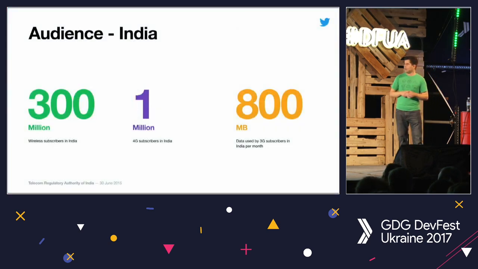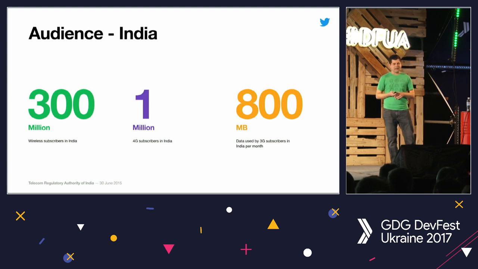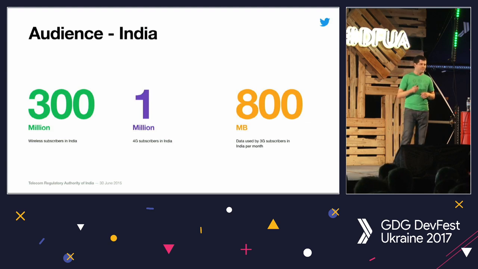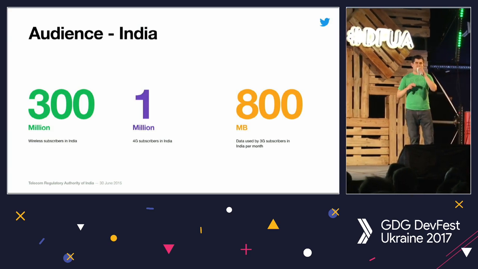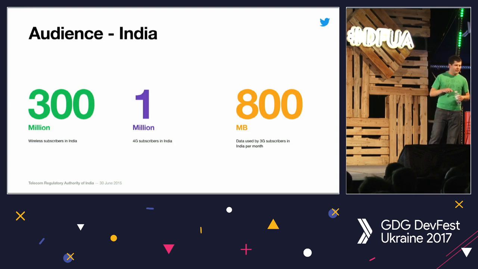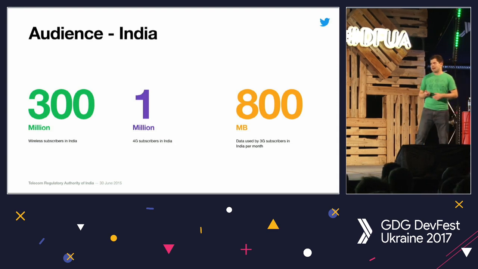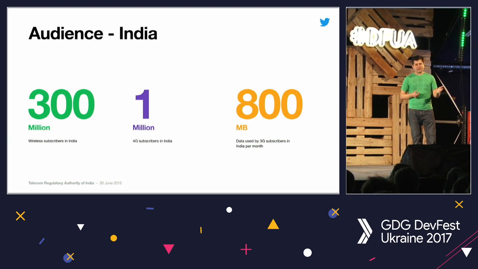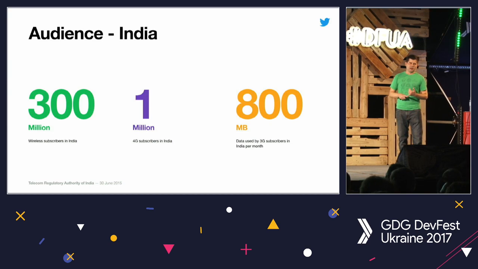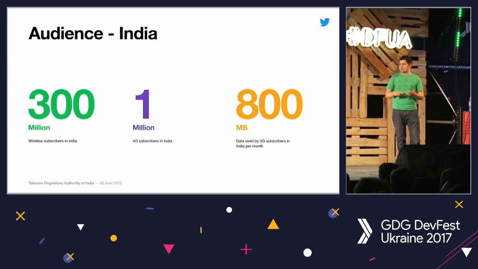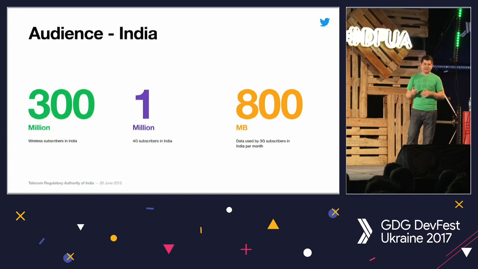So one thing, let's look at India here. There are about 300 million wireless subscribers, but only 1 million of them actually have access to 4G networks. So the majority of your users are either on 3G or 2G networks. And even the 4G and 3G networks there are slower than in most Western countries, and they have a lot more errors. The error rate is higher in these countries.